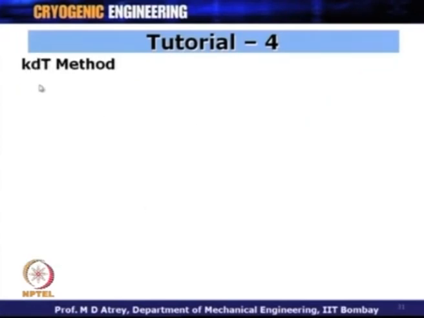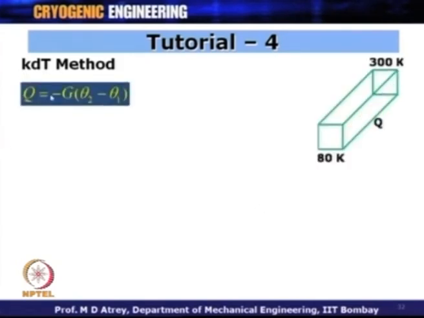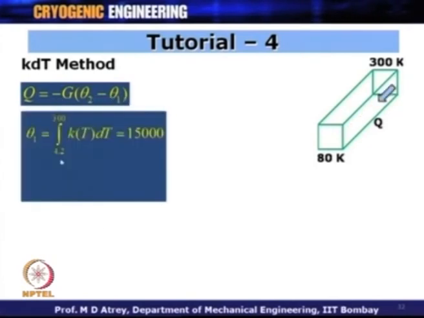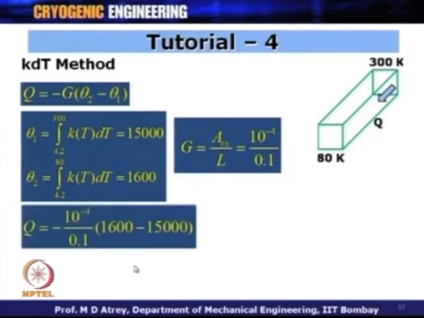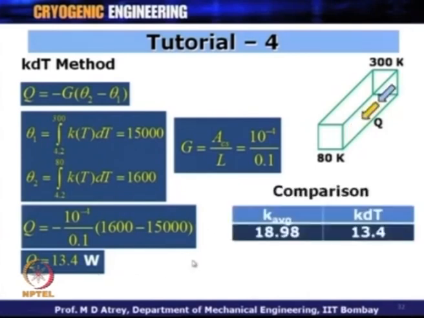If I want to now calculate the same thing by using the integral KdT method, what I should know is Q is equal to minus G into theta 2 minus theta 1. Now, the baseline here is 4.2 Kelvin. Integral from 4.2 to 300 of KdT is 15,000 for copper, while theta 2 at 80 Kelvin, taking the base at 4.2 Kelvin, is nothing but 1600. G is equal to A CS upon L, which is 10 to the power minus 4 upon 0.1. If I put all those values over here, I get the value of Q to be equal to 13.4 watts. Which means that if I compare the two values, based on K average I got 18.98 watts, while based on the KdT method I got 13.4 watts.